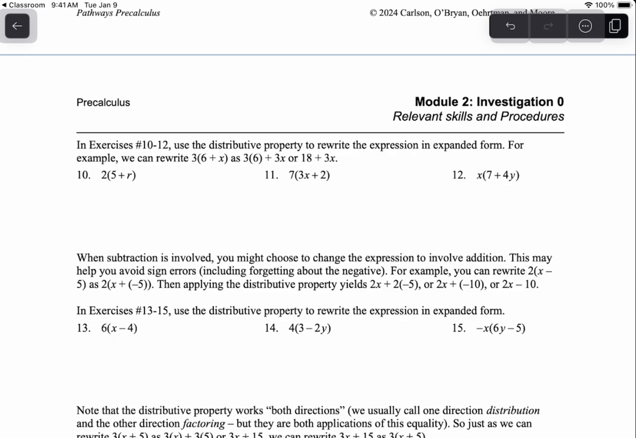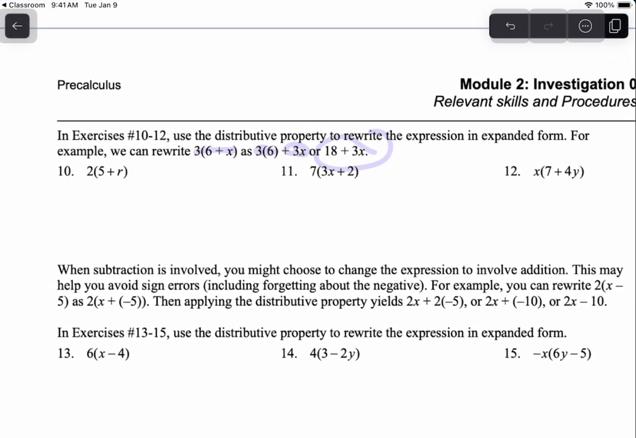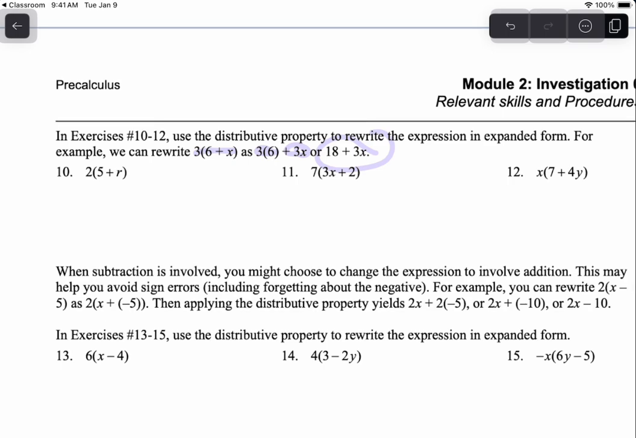So in our first 3 problems, 10, 11, and 12, it says, use the distributive property to rewrite the expression in expanded form. So like if you see this here, 3 times the quantity of 6 plus x is really 3 times 6 plus 3 times x. And they went all the way. We're just going to expand it and then we'll stop. We won't even do further than that. If you jumped ahead, that's okay. But really we're going to just do 2 times 5 plus 2 times r. Stop. We don't need to write anything else.